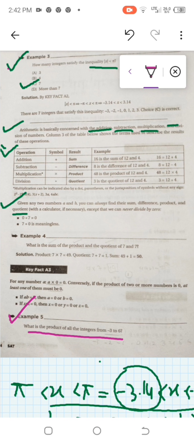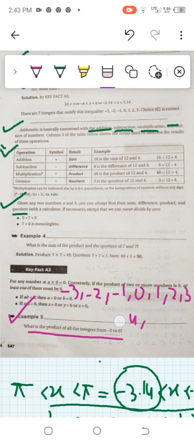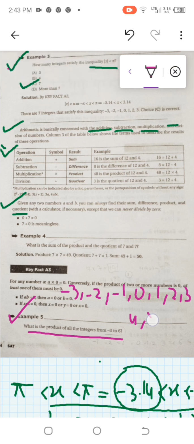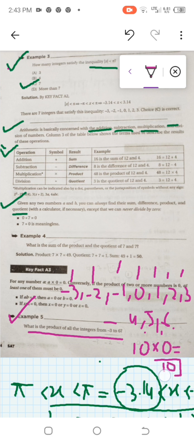So let's do this. Okay, so here you can see minus 3, then we have minus 2, then minus 1, 0, 1, 2, 3, 4, 5, and 6. Now just count these numbers: 1, 2, 3, 4, 5, 6, 7, 8, 9, 10. Now the product of these 10 numbers will be taken with what? With 0, so that will be 0. The product of all of these, what is coming?